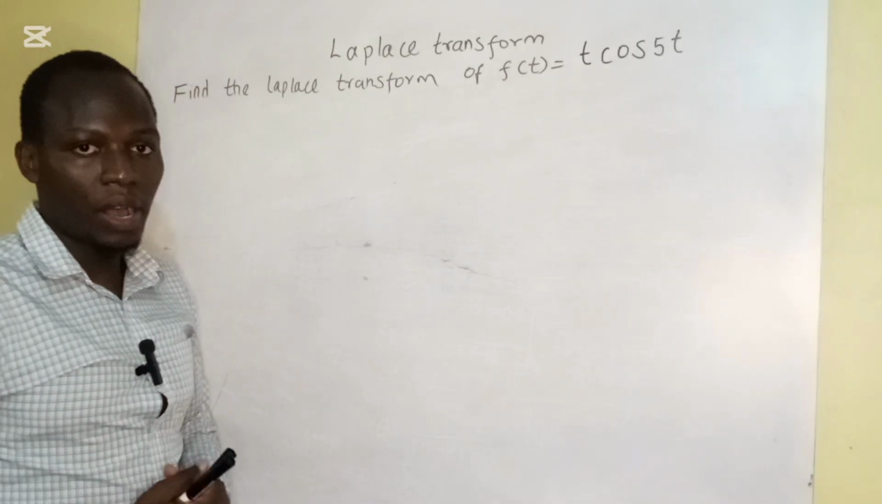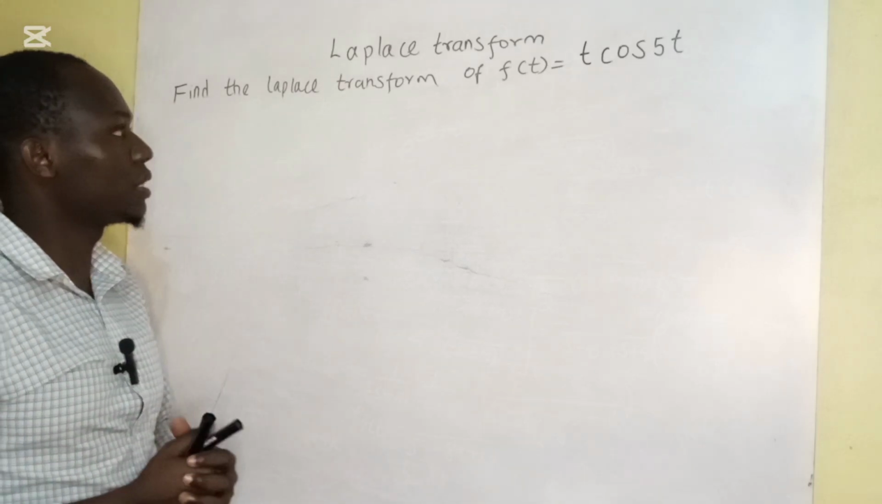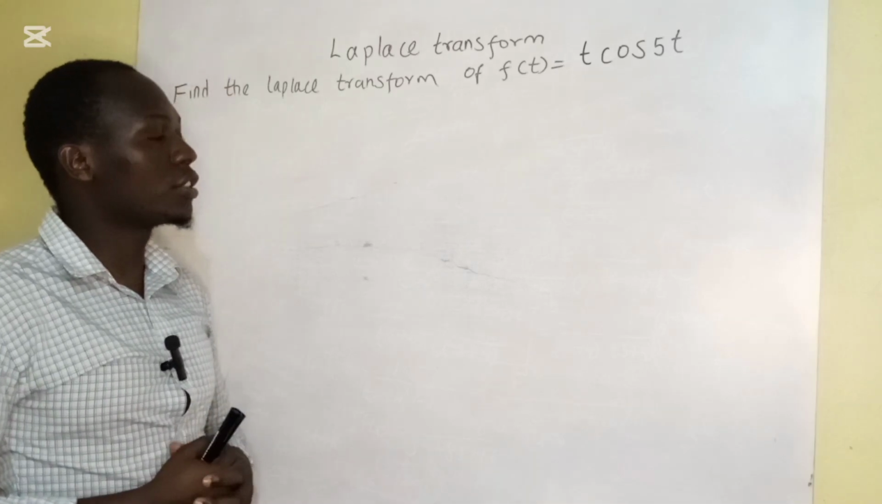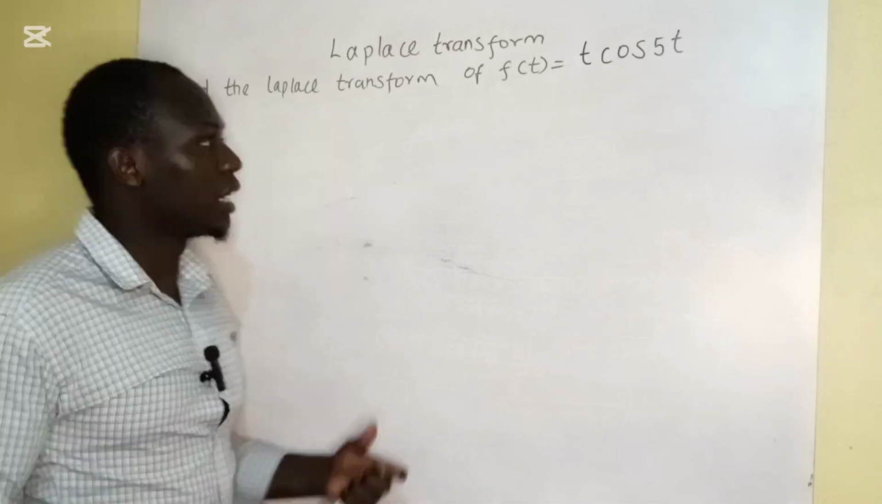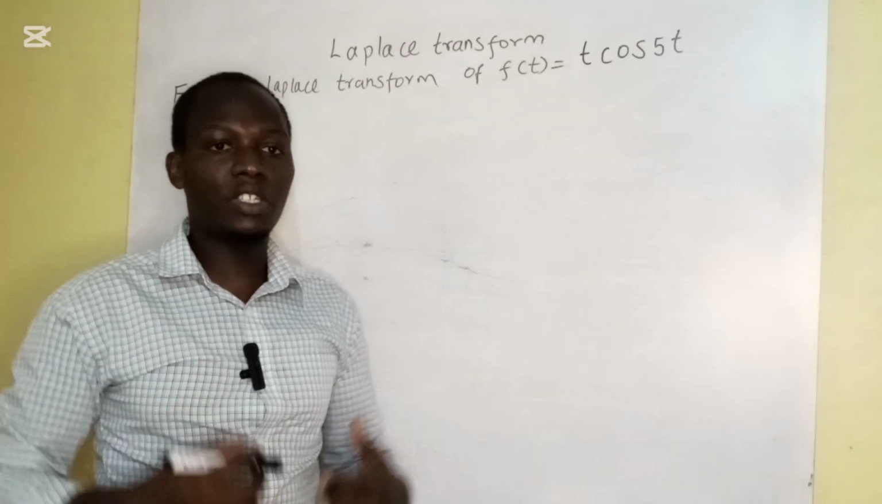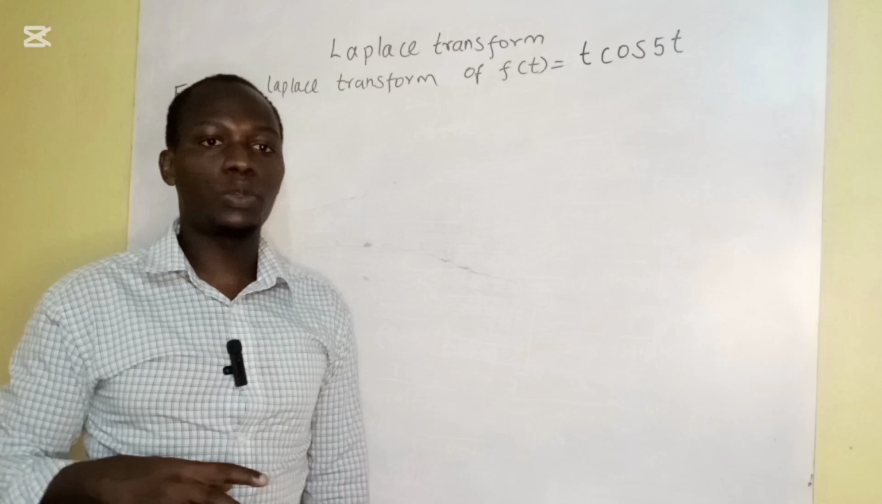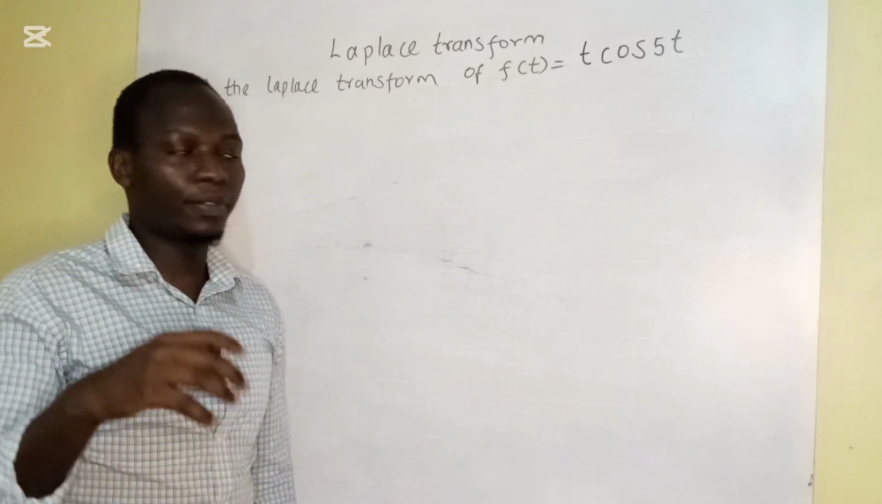This is now our second example, whereby you can be told: find the Laplace transform of our function f of t is equals to t cos 5t using the first principle formula. And we understand that by using the first principle formula, the first thing that we need to understand is how to write the first principle formula.